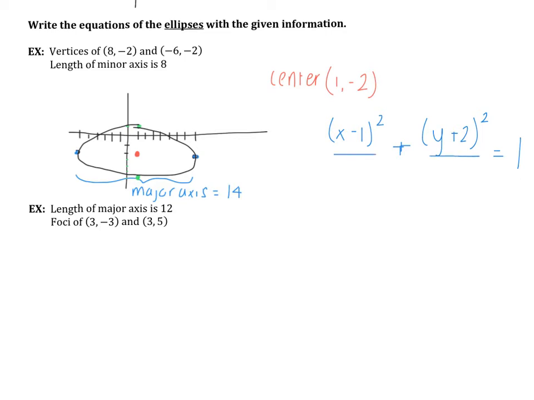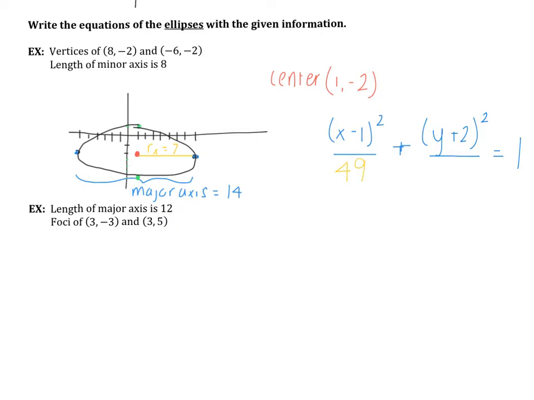And now I need to find my denominators. Well, under the x is going to be the rx. So what distance do I go in the x direction? Well, that's easy. That would be from here to here. So my rx is 7. Notice what goes on the bottom is rx squared, hence 49.